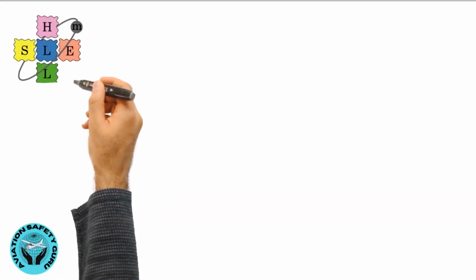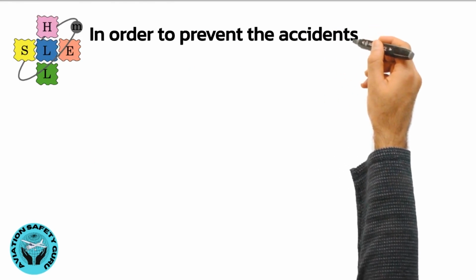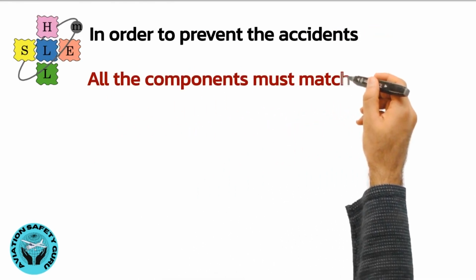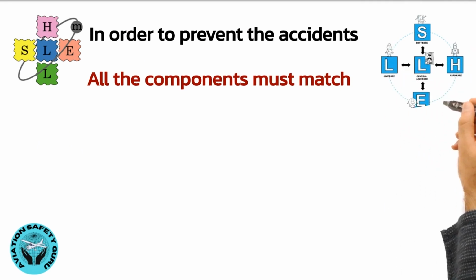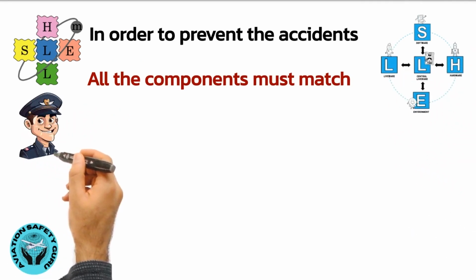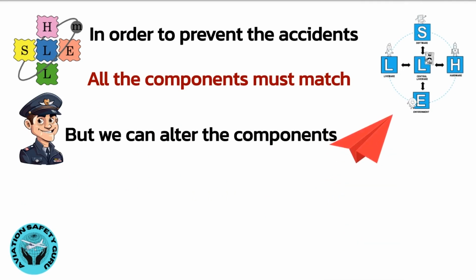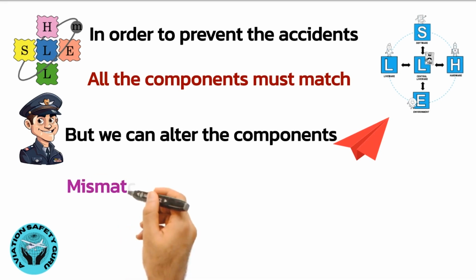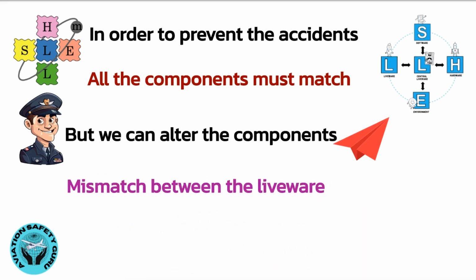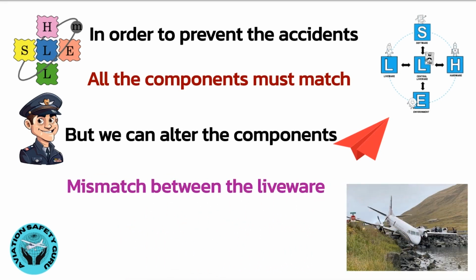We understand from the diagram that in order to prevent accidents, all the components must match the liveware in the center. Since we cannot alter human beings, but we can alter the components so that they adapt to the liveware. Because a mismatch between the liveware and other components can lead to an accident.